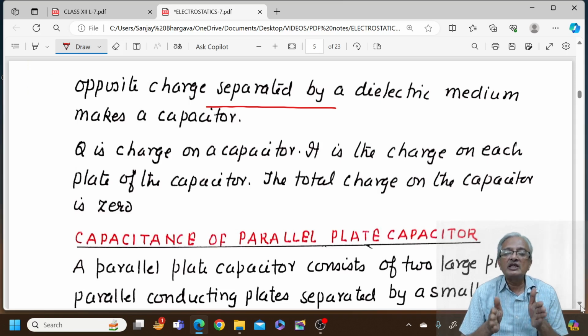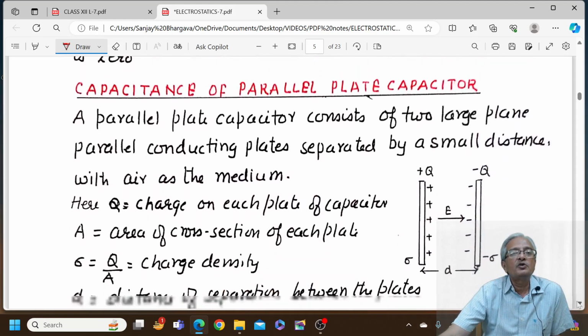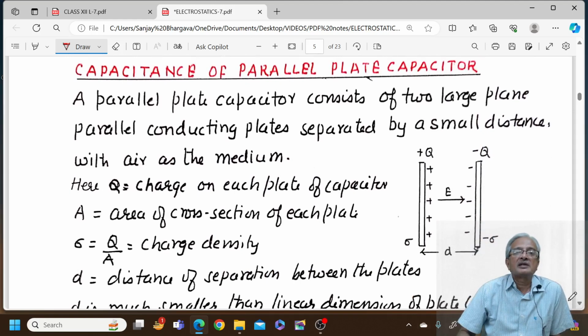Q is the charge on each plate of the capacitor. It is the charge on each plate, and the total charge on the capacitor is 0 because one of the plates carries positive Q charge, another plate carries minus Q charge, so the entire system carries a charge which would be 0. Now we need to calculate what would be the capacitance of a parallel plate capacitor.